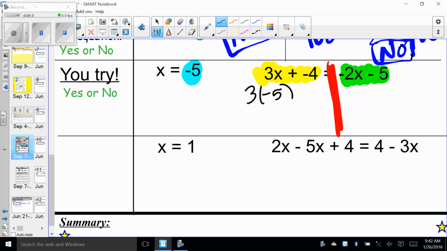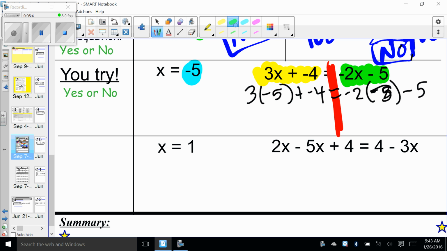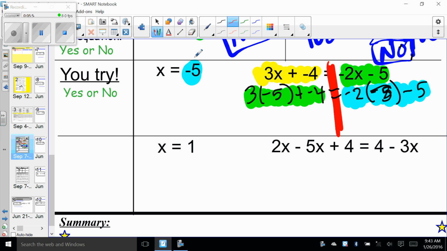So x is coming out of the game. -5 is going in. And then on the right-hand side, I'm going to take the x out. I'm going to put the -5 in. And if you need your calculator to help you with this, that's fine. So on the left-hand side of the equation, is it true that we have 3 times -5 plus -4? Is that equal to -2 times -5 minus 5? Is that true? Well, if I use my mental math here, if you use a calculator, that's fine.